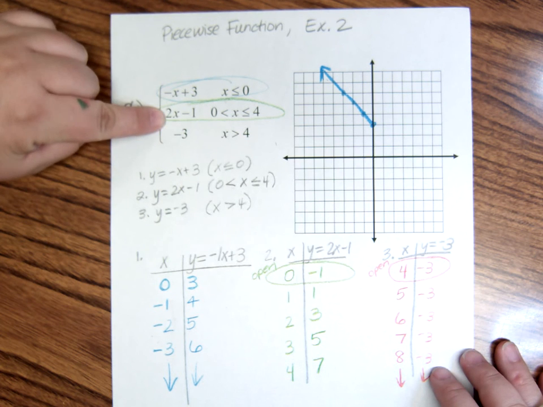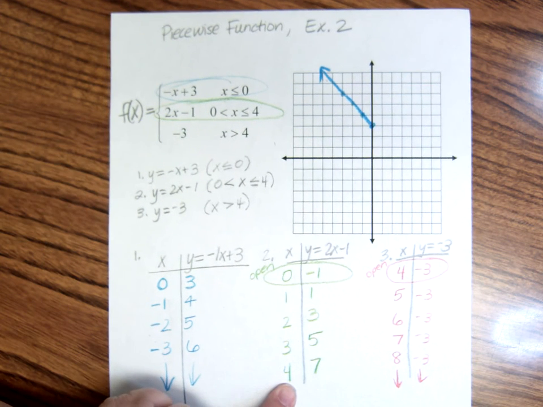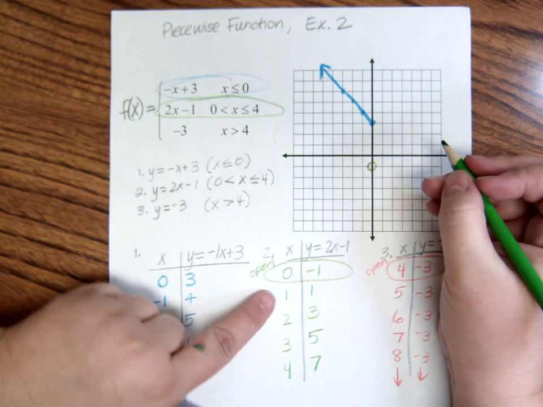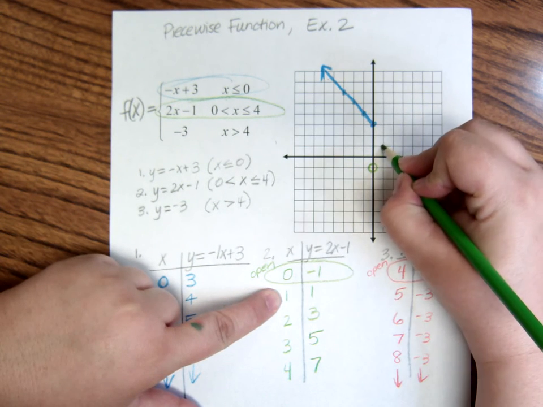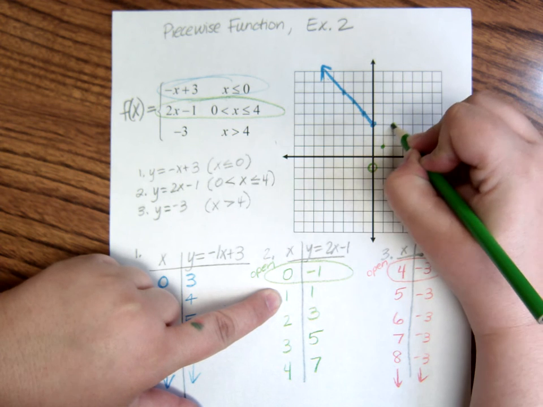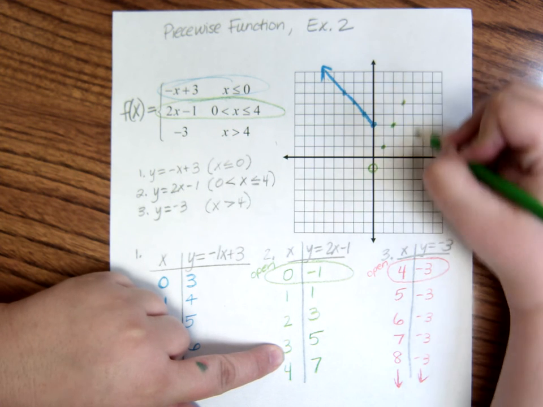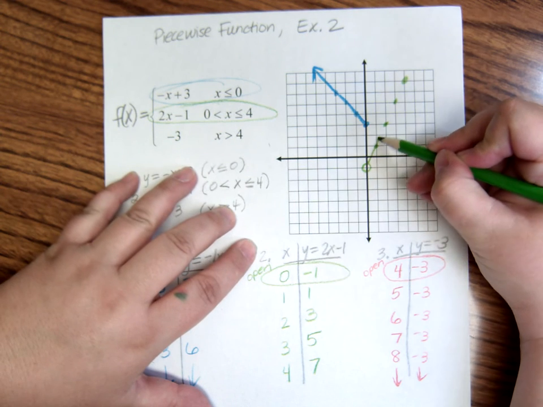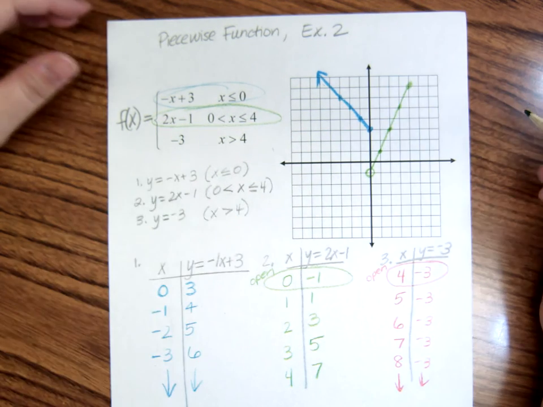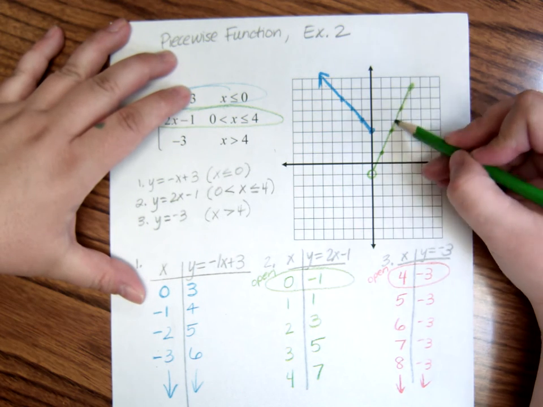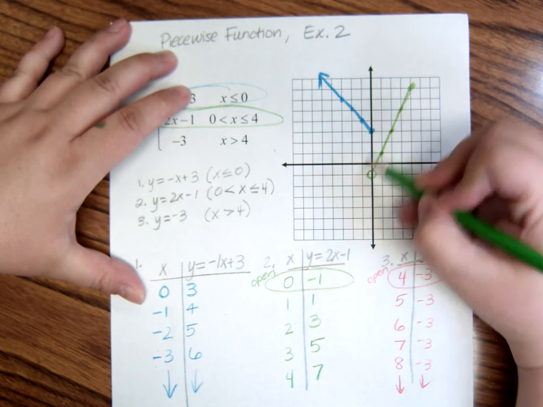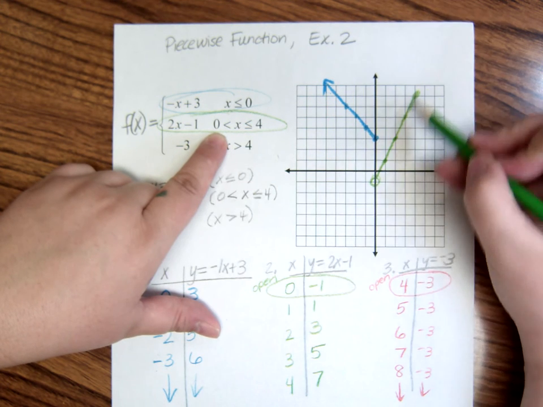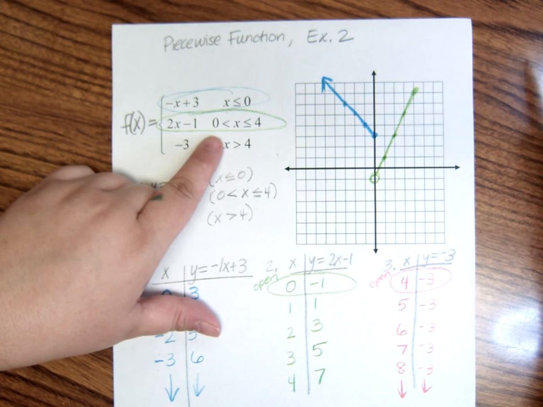Second piece is the one in green here, the one in the middle down at the bottom. We have an open circle at 0, negative 1. And then we have 1, 1, 2, 3, 3, 5, 4, 7, and again, no arrows, because this is the middle piece. It's got a piece on either side, so it can't keep going or it would overlap them. Another way of looking at that is, because the x here is between two numbers, the graph is going to be between two numbers and it's going to stop on either end. Okay, so that's my second piece.